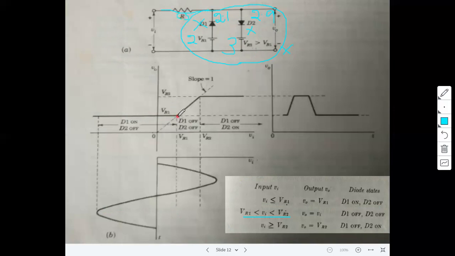So this is the range. During this range, slope is equal to 1. Output follows the input. During this entire range, output follows the input. Okay, that is the second case. V0 is equal to Vi.